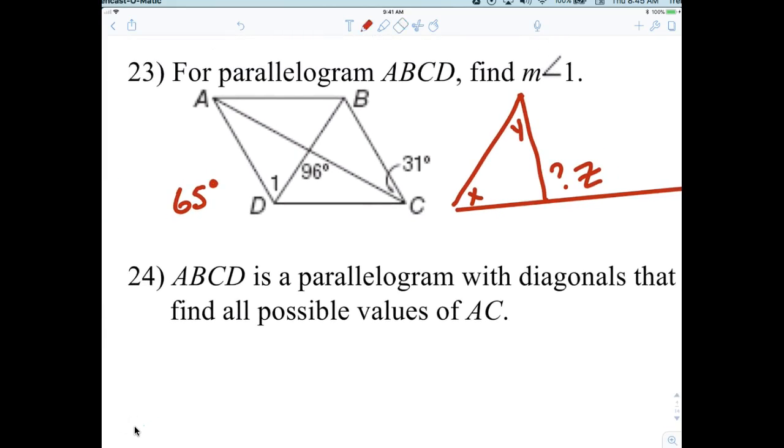This right up here we said was 31. This is the exterior angle. This angle plus this angle equals 96. Oh, okay.